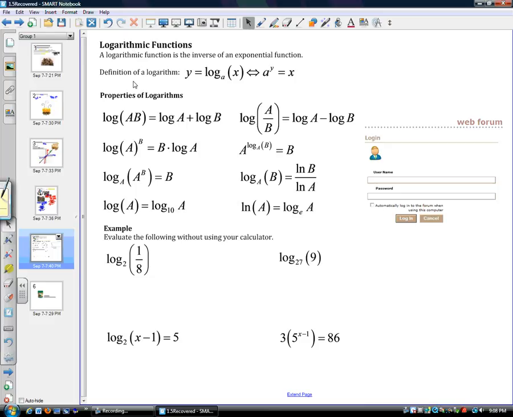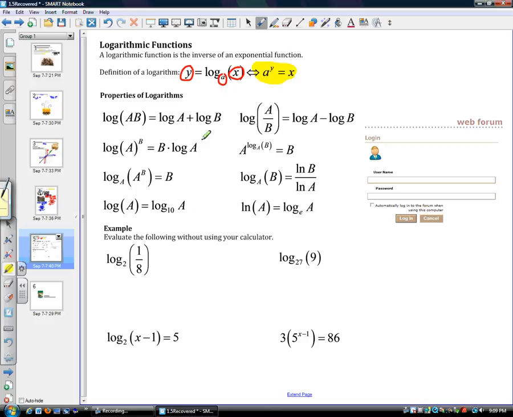Logarithmic functions. A logarithmic function is the inverse of an exponential function. So the definition says y equals log base a of x is the same thing as a to the y equals x. These are the exact same thing.